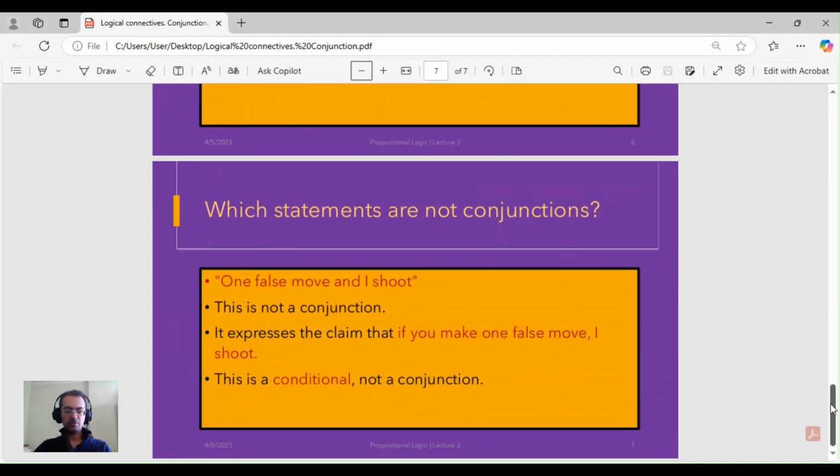And another example of statements that are not conjunctions: one false move and I shoot. This is not a conjunction. It expresses the claim that if you make one false move, I shoot. This is a conditional statement, not a conjunction. And what is a conditional statement? We'll answer this question in our next video.